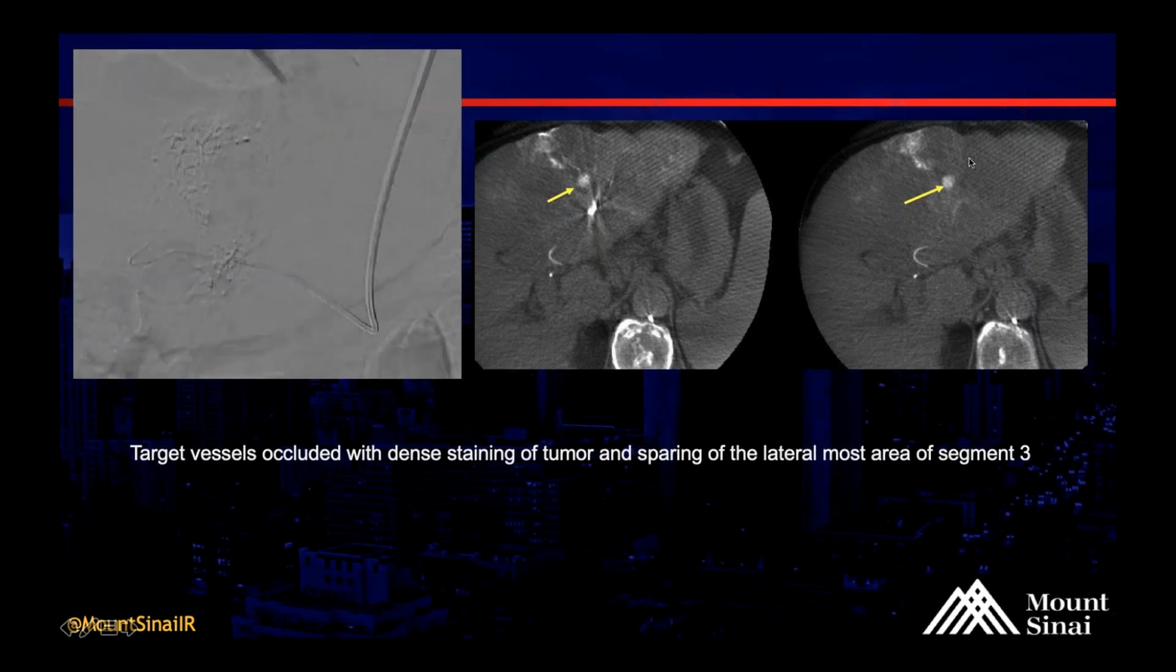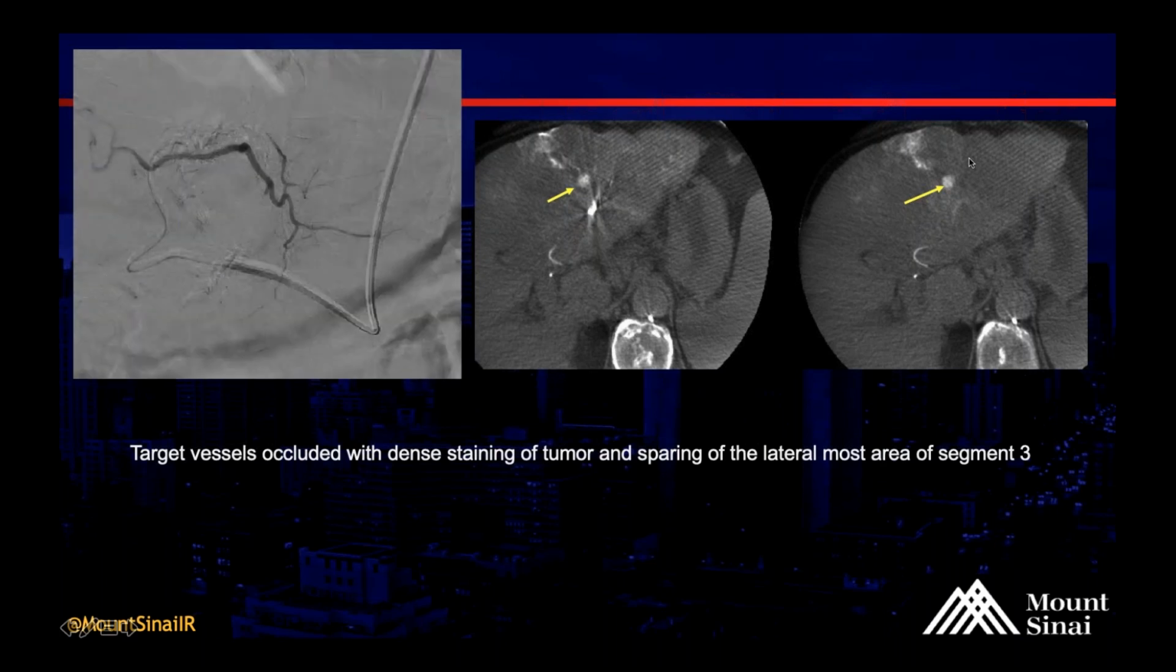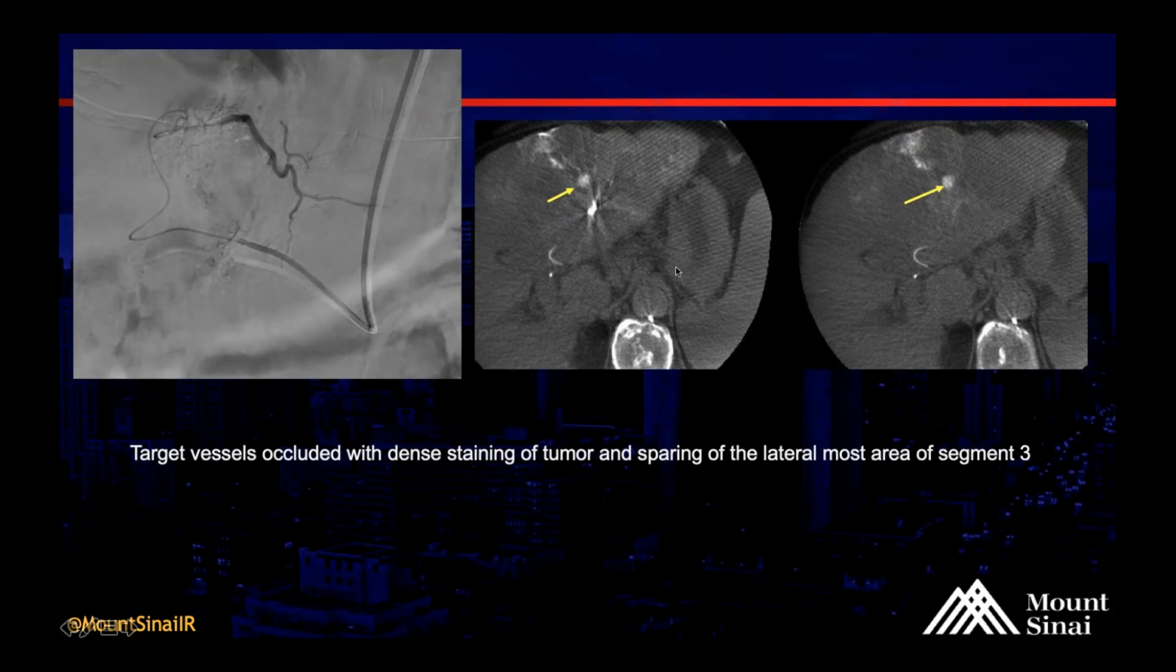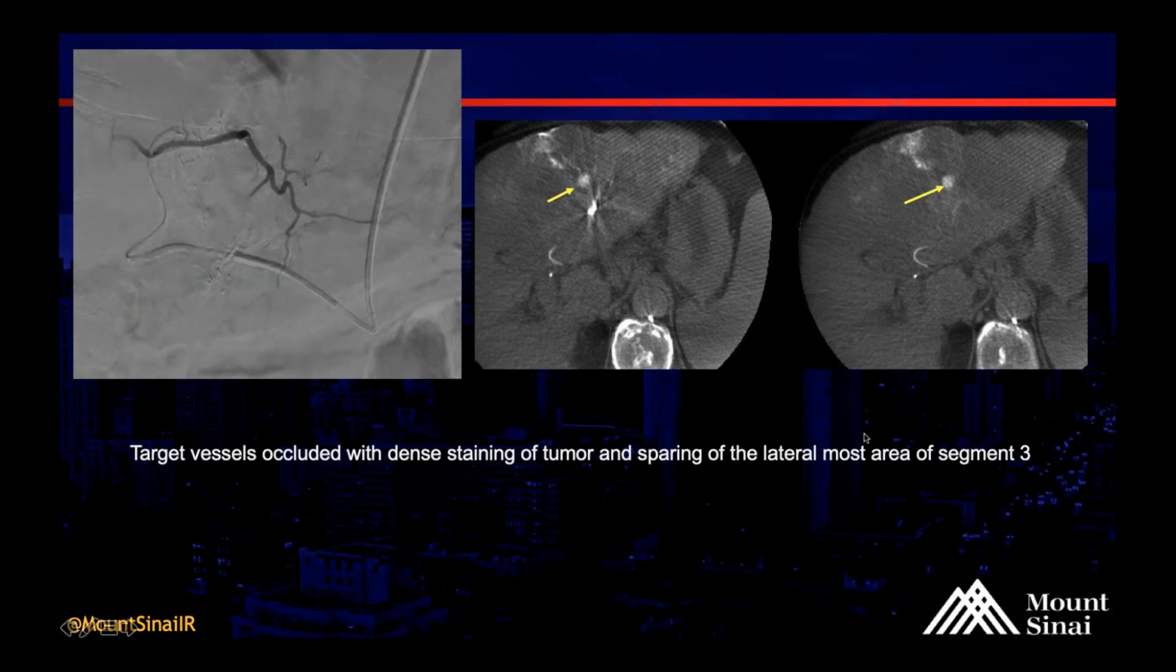So again, we really push our treatments. We'll treat patients who are really sick, Child C, even Child D patients, and we're able to do this. We can be very selective or use the balloon occlusion to help and not have to be so subselective.